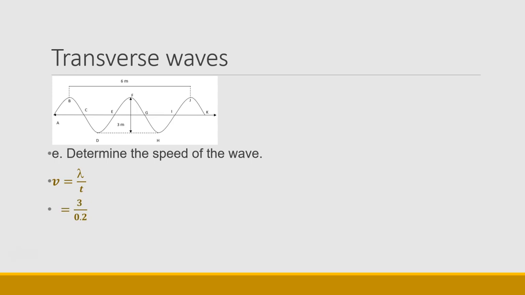So the wavelength is 3, the period is 0.2, and so the speed of the wave is 15 meters per second. The alternative would have been to say that the wave speed is wavelength times frequency, which is 3 times 5, which is 15 meters per second.